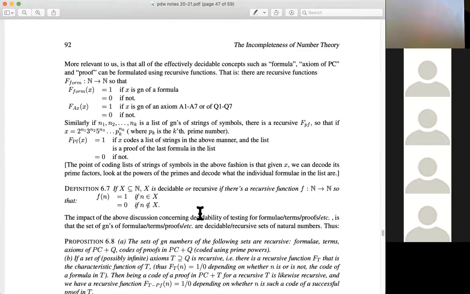And on the top of page 92, you can see, repeating a little bit of what I'd already said, that we've got these functions here, which are effectively decidable. But what I'm claiming is that we can just find recursive functions that'll do the same, that are the same thing here.